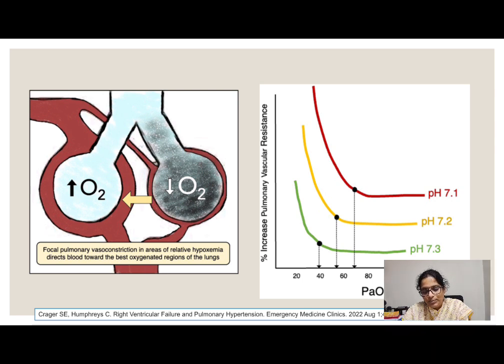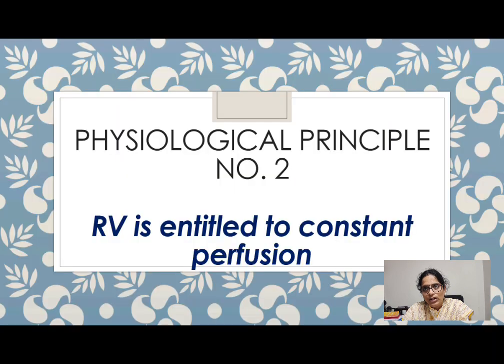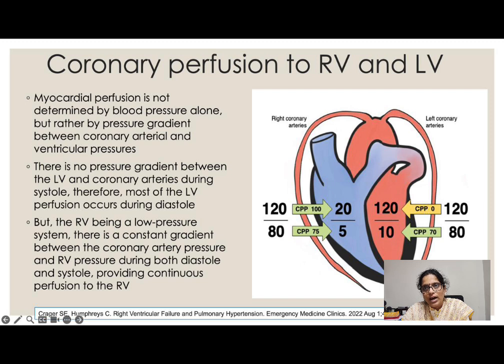So far we have spoken about the physiological principle number 1. So we'll move on to the physiological principle number 2, that RV is entitled to constant perfusion. So the coronary perfusion to RV and LV is slightly different. Myocardial perfusion is not determined by the blood pressure alone. It is rather by the pressure gradient between the coronary arterial and ventricular pressures.